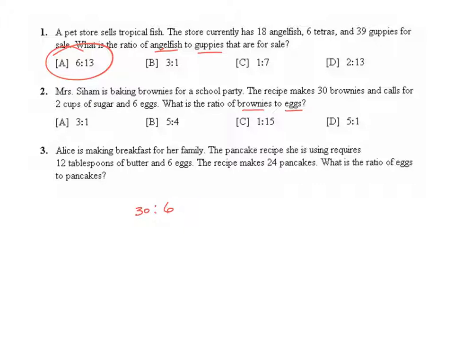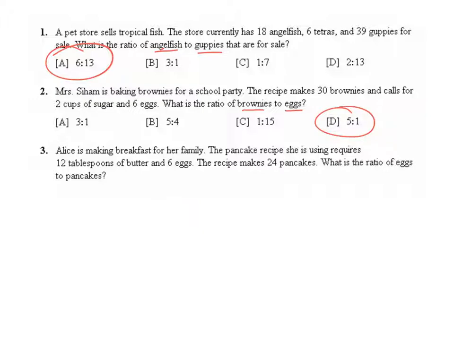We can pull out a 6 from each one. 30 divided by 6 is 5, and 6 divided by 6 is 1. So for every 5 brownies, it takes 1 egg. You could also think of that as 1 egg will then make you 5 brownies.